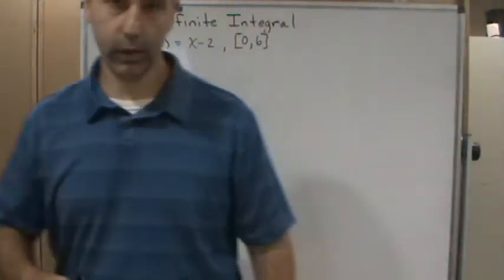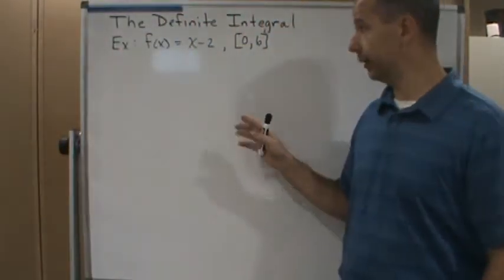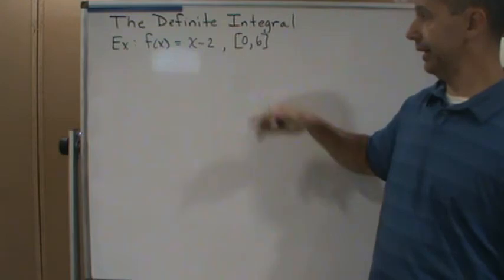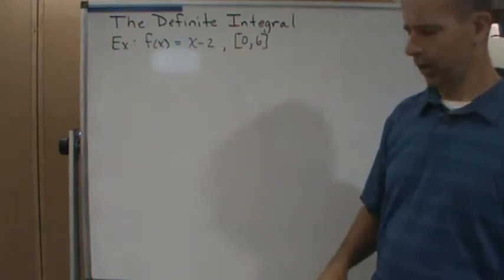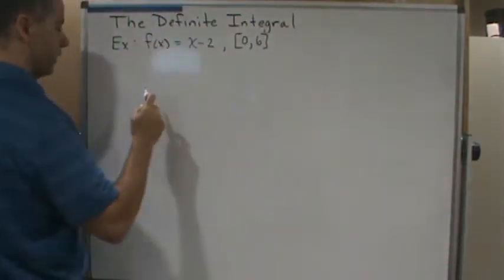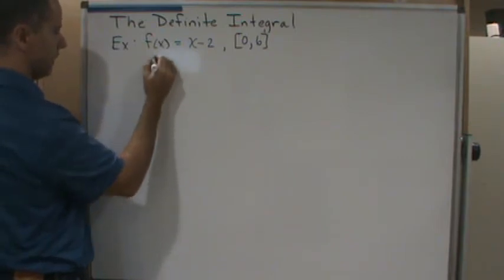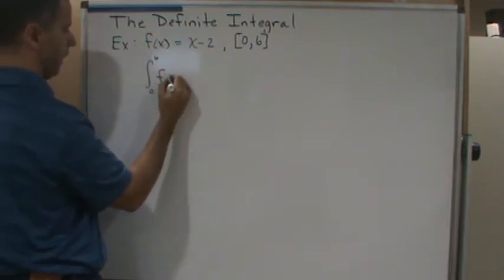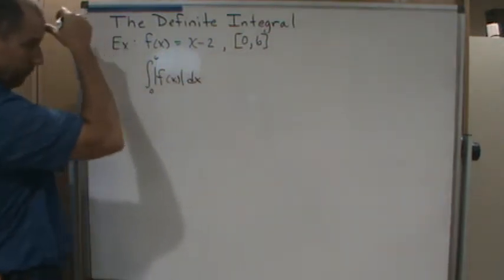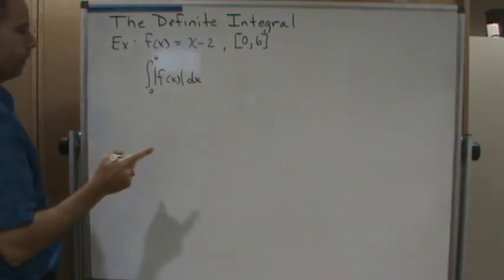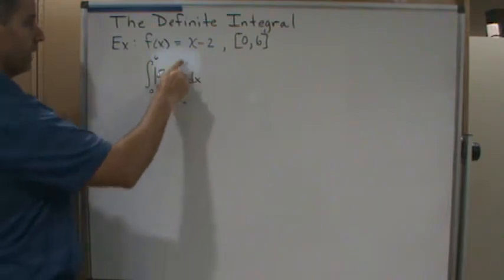Okay, so welcome back. Now, we're going to do an example of finding the total area of a function on the given interval, from 0 to 6. We want to find the total area, so we have to set this up. This is going to be the integral from 0 to 6 of the absolute value of f of x dx.